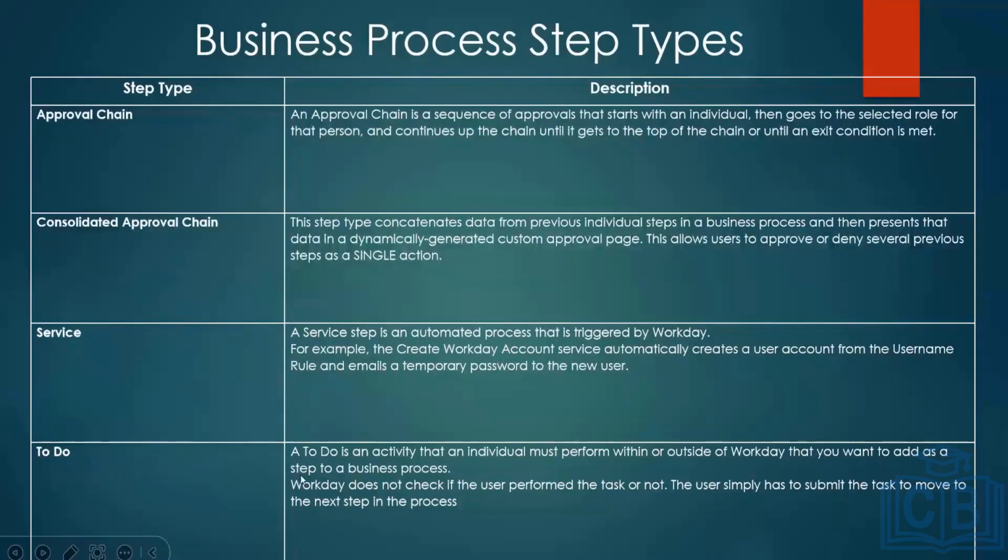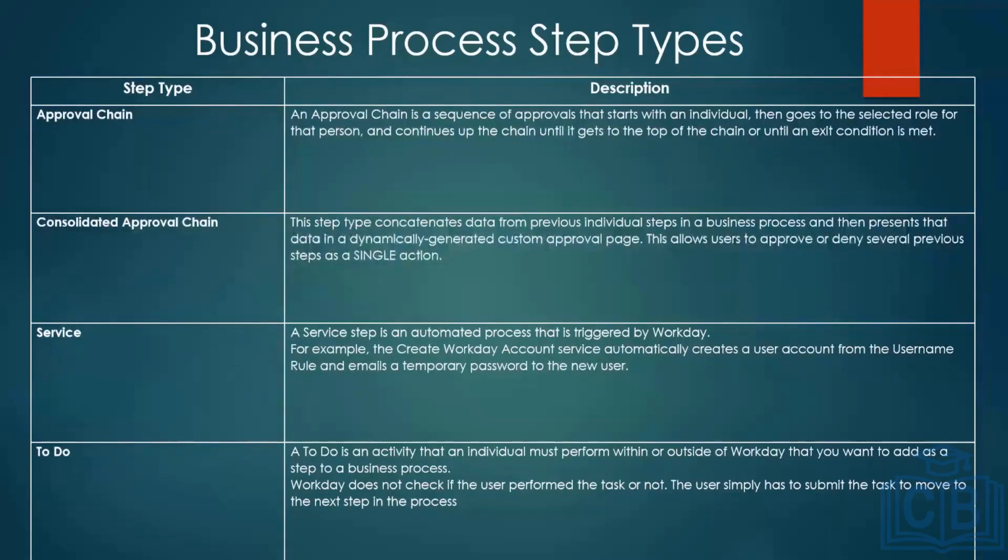And then comes the to do activity. This is also something I've told you. A to do activity is an activity that an individual must perform within or outside of Workday that you want to add as a step to a business process. Workday does not check if the user performed the task or not. The user simply has to submit the task to move to the next step in the process. Simply, I have told you, you have to simply click on submit if it is done. For example, background verification, which I have taken as an example, or documents collected. So who needs to collect the documents from the employee? For example, for my organization, the HR administrator needs to collect the documents from the employee.